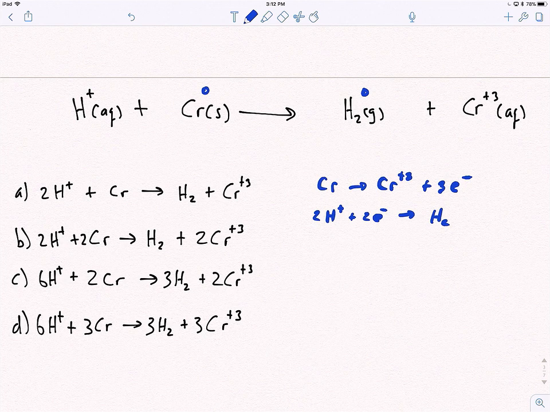How many people think the answer is A? How many think B? How many think C? How many think D? Okay, so some people are going for C. And I'm going to come around. Is anybody getting stuck? Is completely lost? Raise your hand. Okay, all right. So talk amongst yourselves and I'm going to come around.